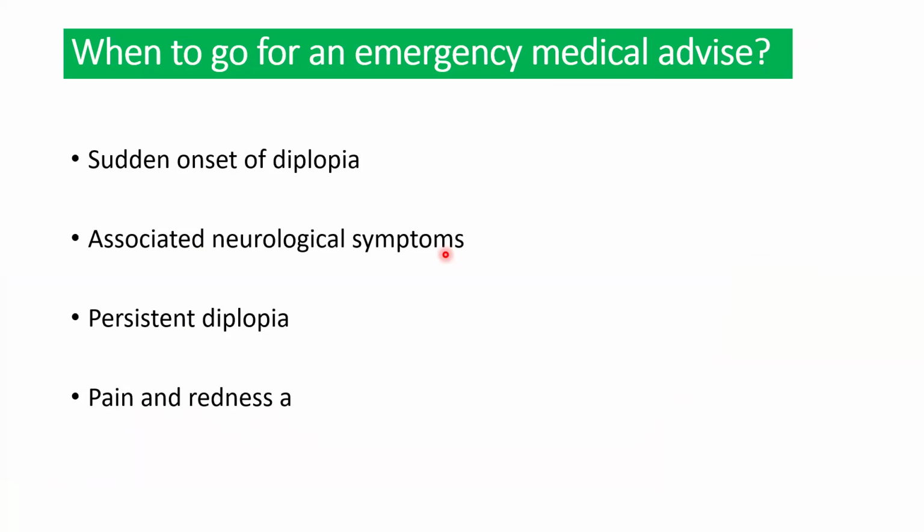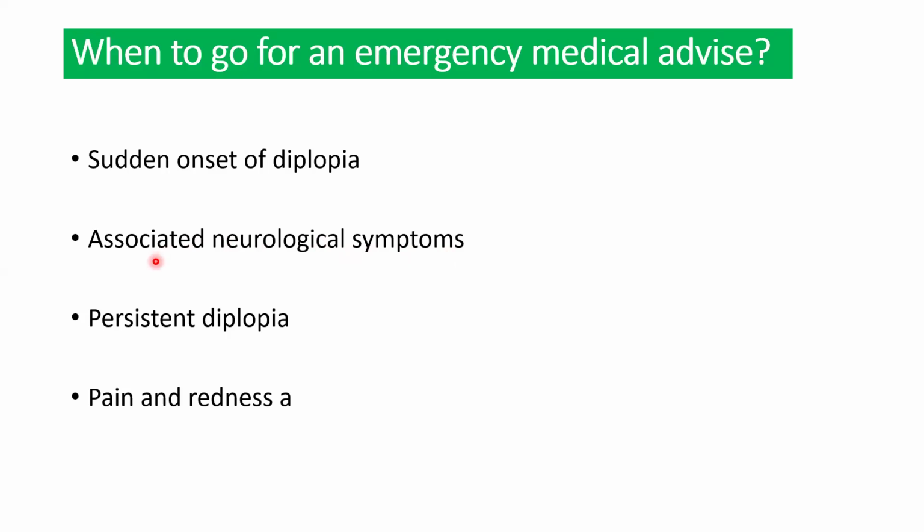Okay. So here, another thing: when to go for emergency medical advice. Suppose you suddenly get diplopia. Sudden onset of diplopia needs immediate medical attention, as it can indicate serious conditions like stroke or aneurysm. That is why you should go for an emergency health examination, an eye examination.